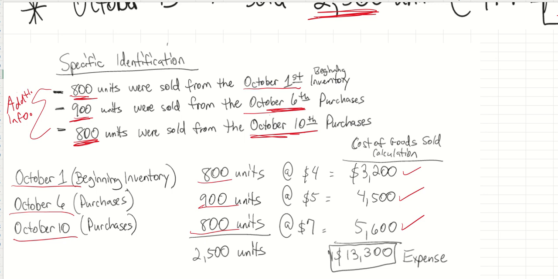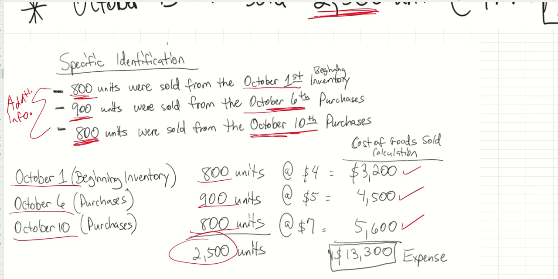Just to do our check, to make sure we have included all 2,500 units, we take 800 plus 900 plus 800. That gives us 2,500 units that were sold. And from those 2,500 units, $13,300 is going to be our cost of goods sold, the expense that's going to be recorded in the company's books. It's straightforward with specific ID when determining the cost of goods sold.